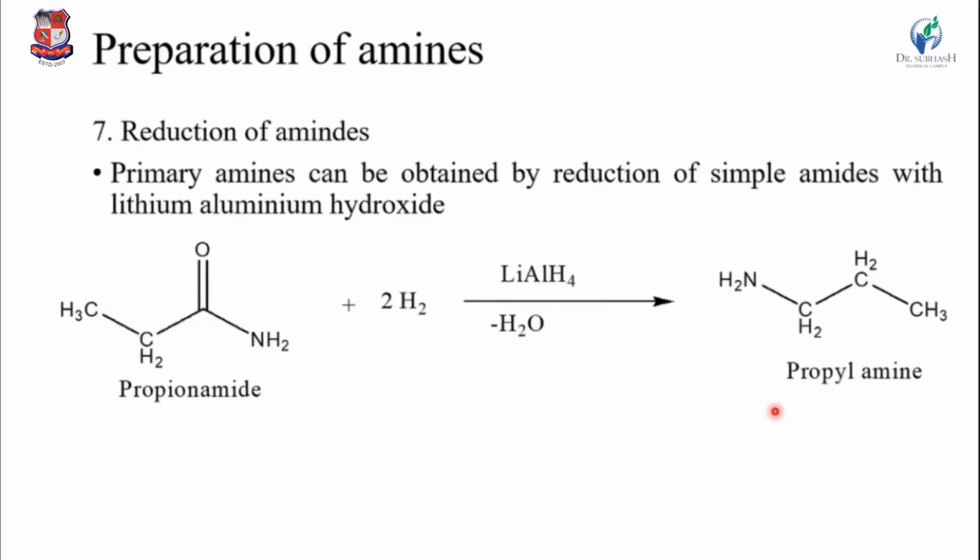ethanamine. Okay. Then the reduction of amides: primary amines can be obtained by the reduction of simple amide with lithium aluminum hydride. So propionamide plus 2H2 in the presence of lithium aluminum hydride, one water molecule is removed and making the propyl amine. Here the O is removed and here H2 are attached, and O H2 is again removed with the O, so one water molecule is removed.